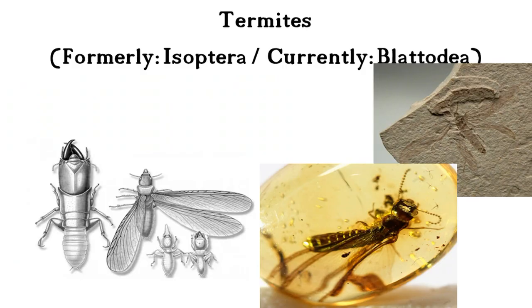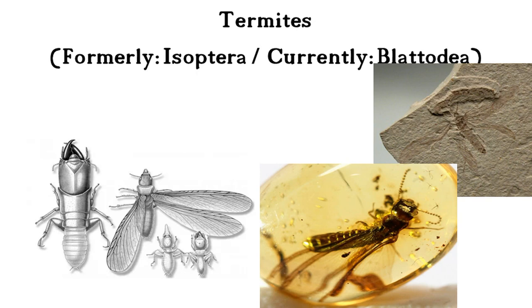We also see some of the first fossilized remains of termites. Termites were formerly placed in the order Isoptera, but molecular evidence suggests that they are actually a type of wood-eating roach. Termites mainly eat cellulose, which is obtained from wood, grasses, leaves, humus, manure, and the manure of herbivorous animals, and other materials of vegetative origin.